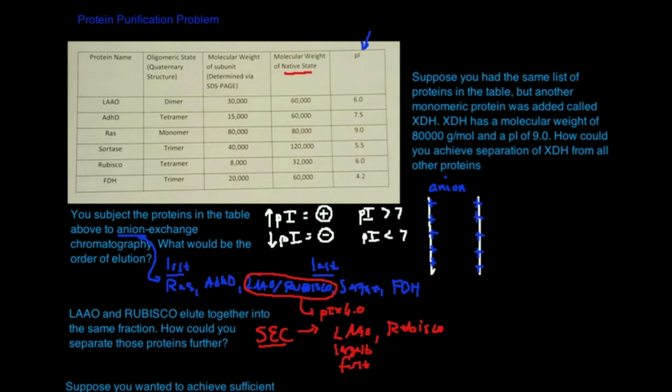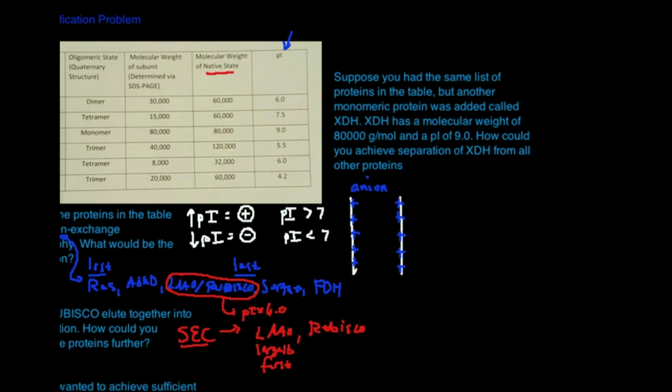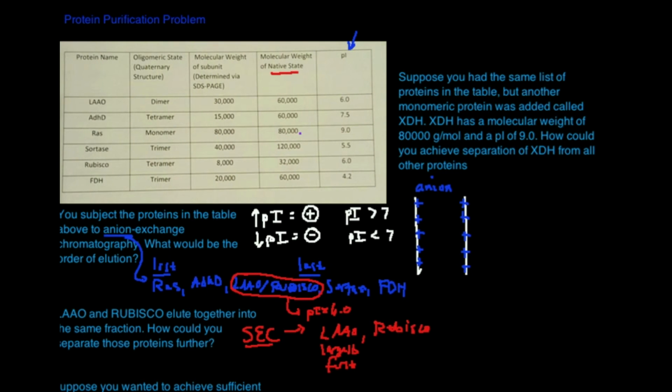Okay? So we have one more question here. Suppose you had the same list of proteins in the table, but another monomeric protein was added called XDH, made up. XDH has a molecular weight of 80,000 and a pI of 9. Okay? There's something in this table that already has a molecular weight of 80,000 and it has a pI of 9. How could you achieve separation of XDH from all other proteins? Well, can you use 2D isoelectric focusing? No. Can you use size exclusion? No. It's also monomeric, so you can't use any kind of denaturing to do it because it won't denature any further. You can't break any subunits apart because there's only one.